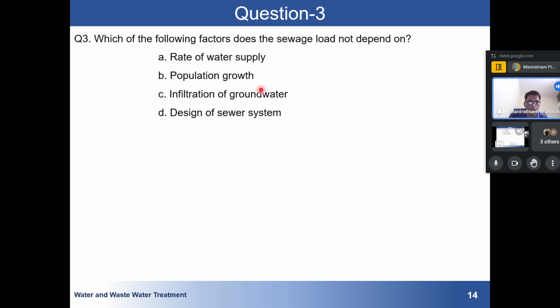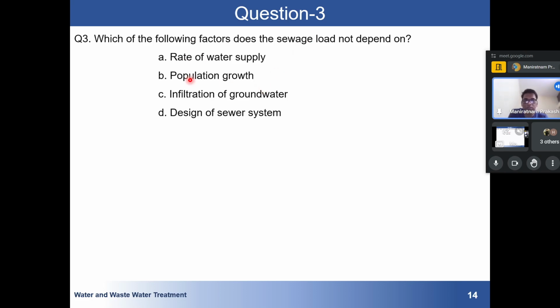Who is producing it? Most of the wastewater is being produced by humans only. All the wastewater is produced by humans only. So it does not depend upon the treatment plant. The treatment plant is there to treat our generated waste. It has no control over how much waste is being generated.